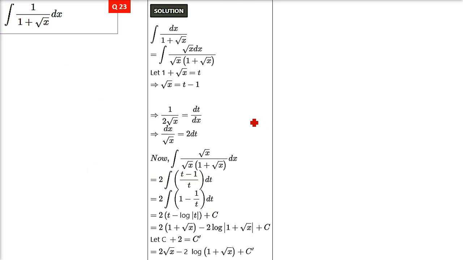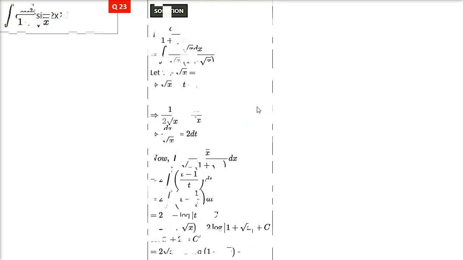So, this is what I was talking about. There are different ways to do it. This is the one approach which I followed.